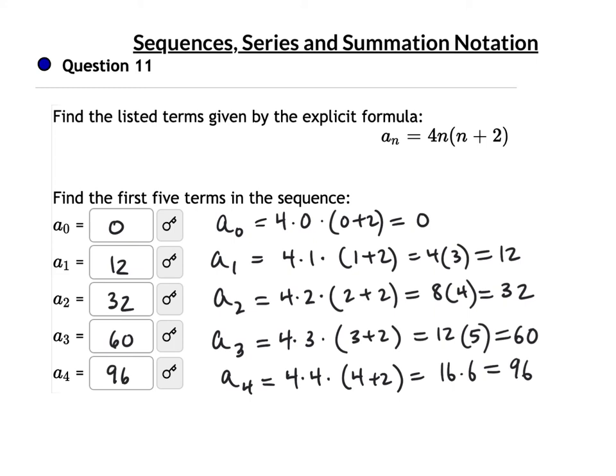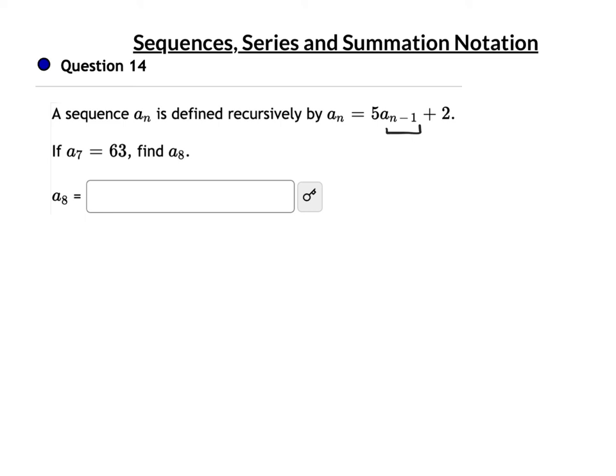Question 14 is recursive. I can tell that because a sub n minus 1 means the previous. This recursive formula takes the previous value, the one we're given is 63, it multiplies it by 5, and then adds 2, and that would be the next term in the sequence, which is a sub 8. 5 times 63 is 315, plus 2 is 317.